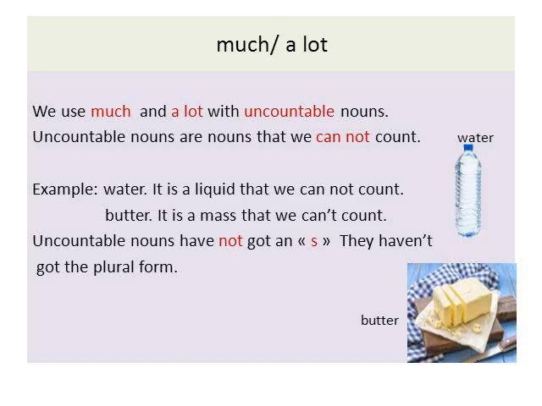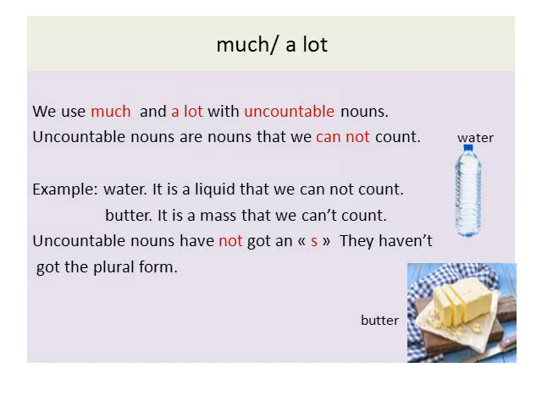Now much and a lot. We use much and a lot with uncountable nouns. Uncountable nouns are nouns that we cannot count. Example: water. It is a liquid that we cannot count. Butter. It is a mass that we cannot count.